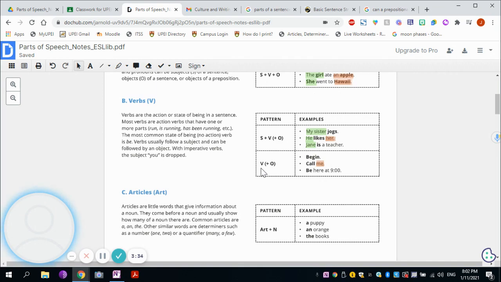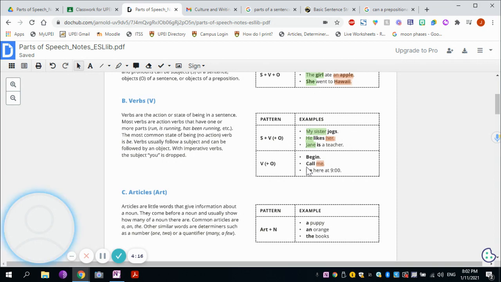We can also have an imperative sentence, which is just a verb, or sometimes a verb plus an object. All imperative sentences understand that the subject is you, but we don't actually say it. Okay? So, for example, here is one, begin. Begin is a verb. We understand that the subject is you. I'm giving an order to you. I want you to begin. We don't need an object here.